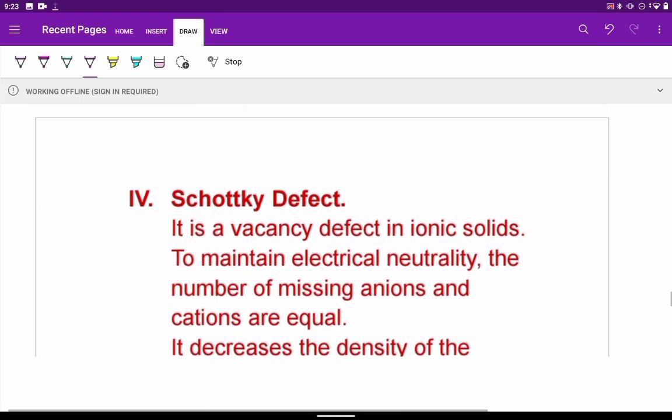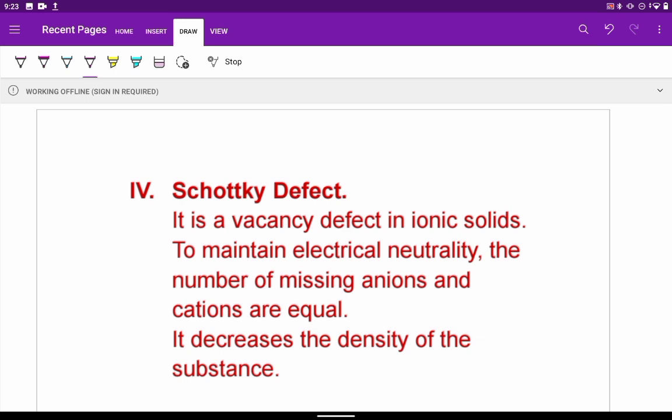Next comes Schottky defect. It is a vacancy defect in ionic solids. Here again it is ionic solid. It is a vacancy defect, means some vacancies will be there, but to maintain the electrical neutrality, the number of missing anions and cations are equal. We know that anions are negatively charged and cations are positively charged. So how many anions or cations are missing? It is in such a way that they are equal.